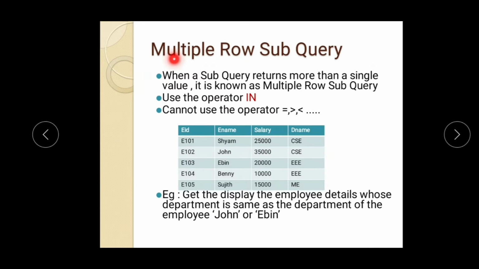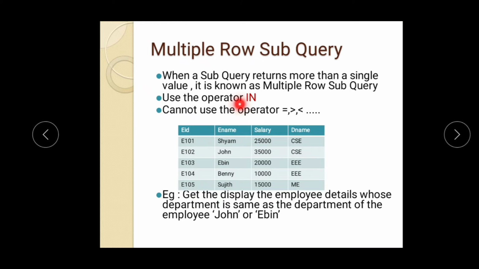We can discuss the concept of multiple row subquery. In a single row subquery, the subquery returns a single value. But here the subquery returns more than a single value, and it is known as a multiple row subquery. In the previous section, the inner query returned only a single value, the max of salary. But here the inner query will be returning more than one value.